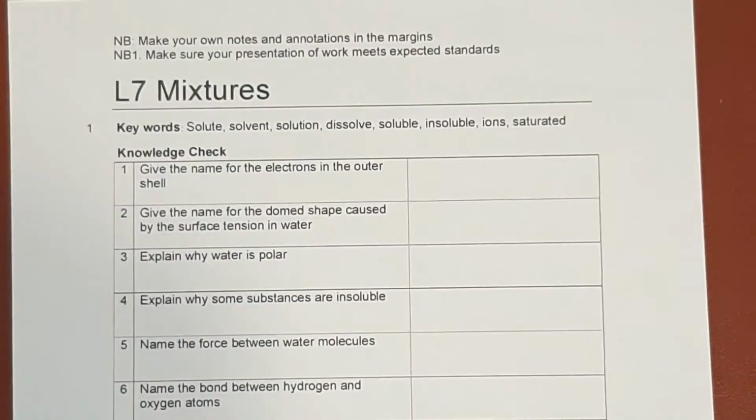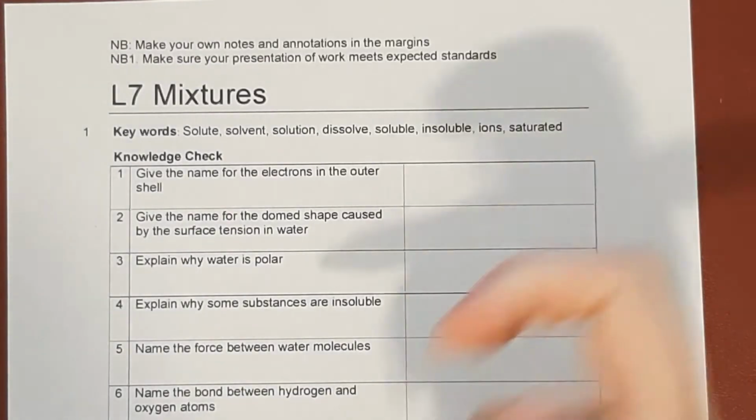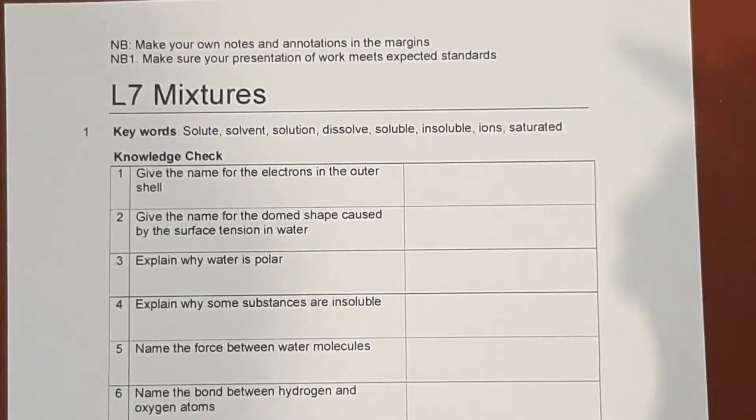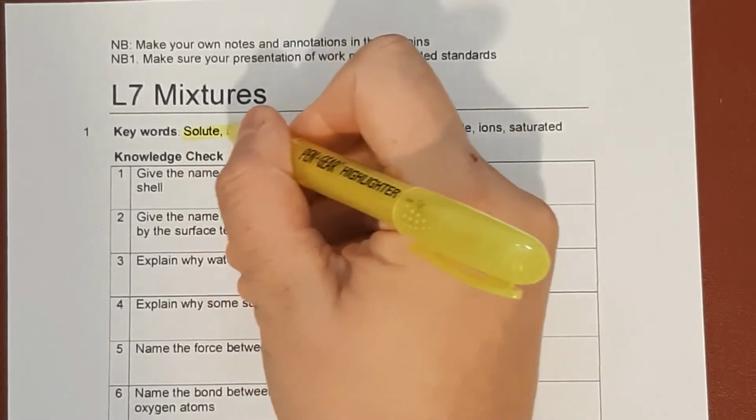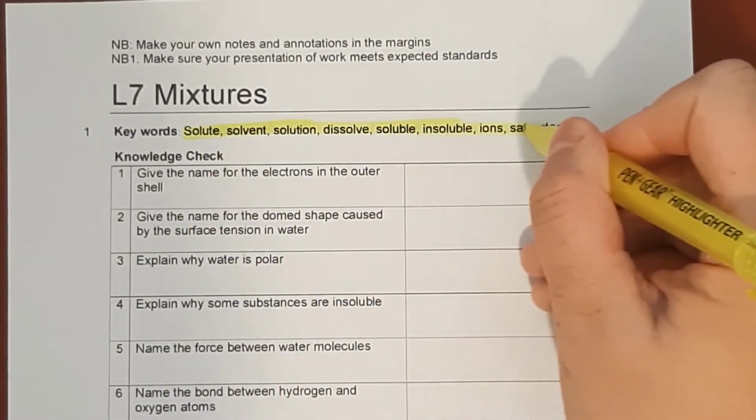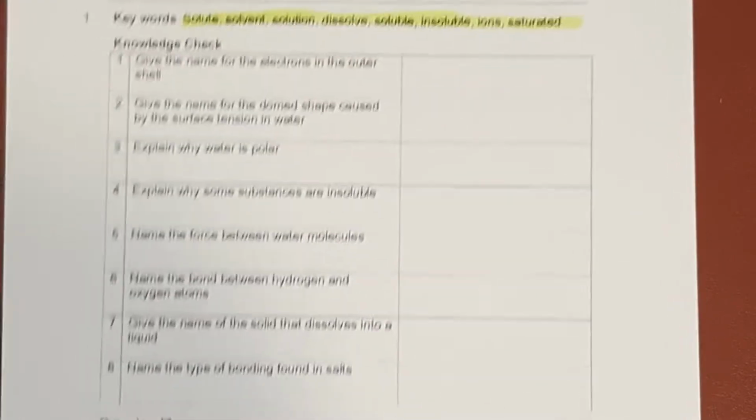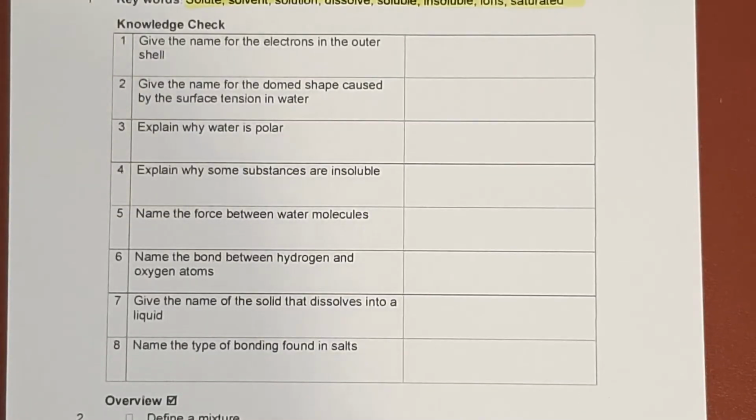So today's lesson is titled Mixtures. Our key words, which we'll need to know and understand by the end of the lesson, are solute, solvent, solution, dissolve, soluble, insoluble, ions, saturated. You're already familiar with some of these keywords already. Now I want you to pause the video and complete the knowledge check, please.